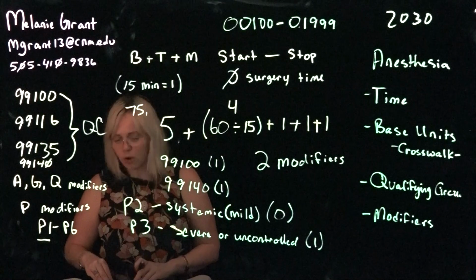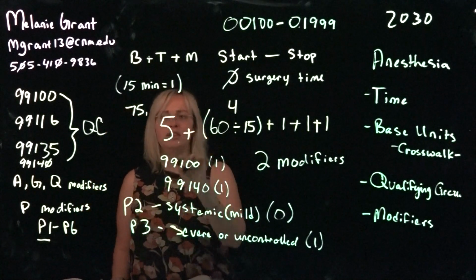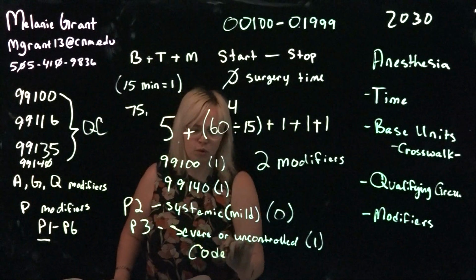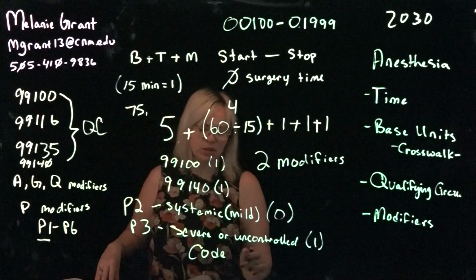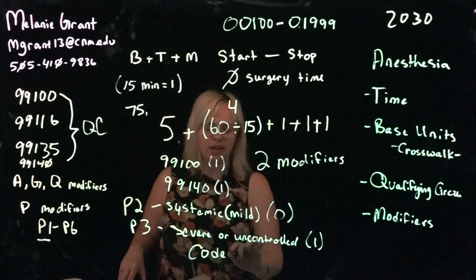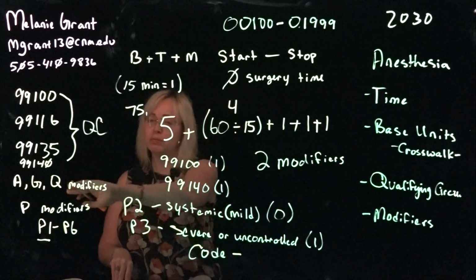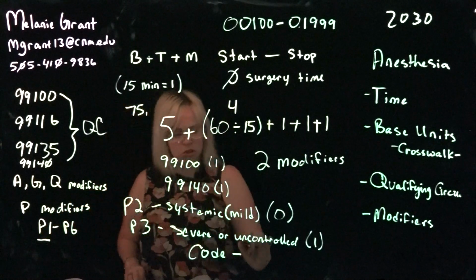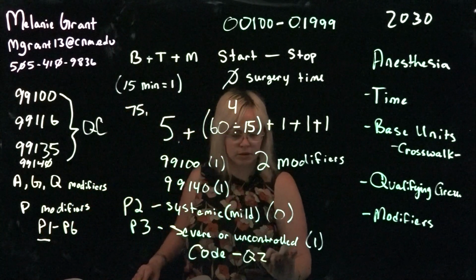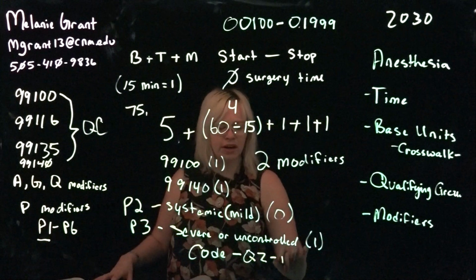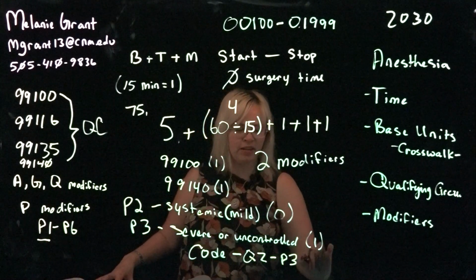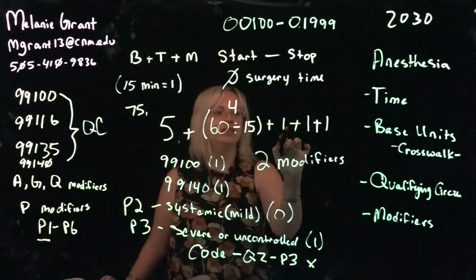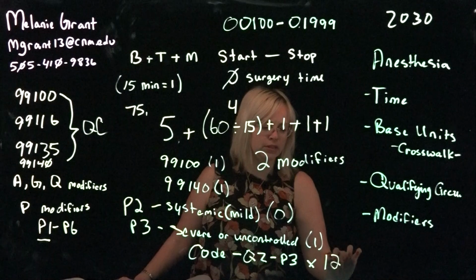Okay, so in the end, I'm going to determine the anesthesia code. I'm going to have my code here, 00100 through 01999, dash my provider who provided the services, we'll say it was a CRNA, which is QZ, dash my P modifier, P3, and then how many units: 5, 6, 7, 8, 9, 10, 11, 12 units.